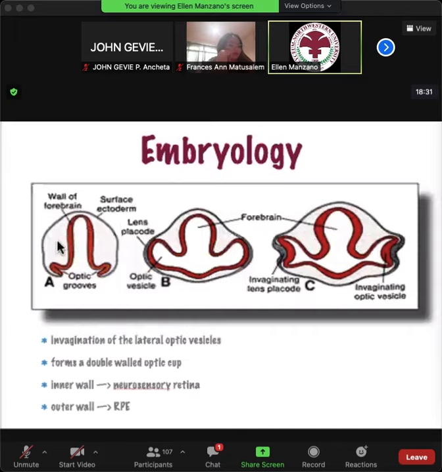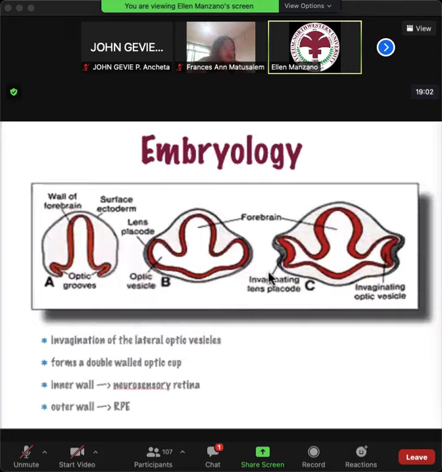As the neural tube closes, the optic pits or optic groove forms and it deepens to form the optic vesicle. The vesicles are symmetric, hollow outgrowths on the lateral sides of the neural tube. And the vesicle remains attached to the neural tube by the optic stalk. So you have the optic stalk, this one.